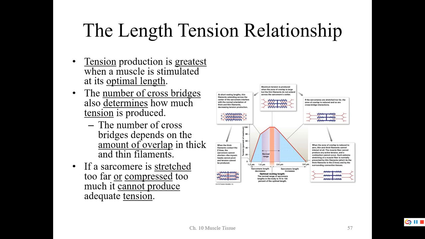The number of cross bridges determines how much tension is produced. The number of cross bridges determines how much overlap between thick and thin. If it's stretched too far or compressed too close, it cannot produce adequate tension. When it is at its perfect length, it will produce the most tension that it can produce. Okay? Our heart gets into this too.